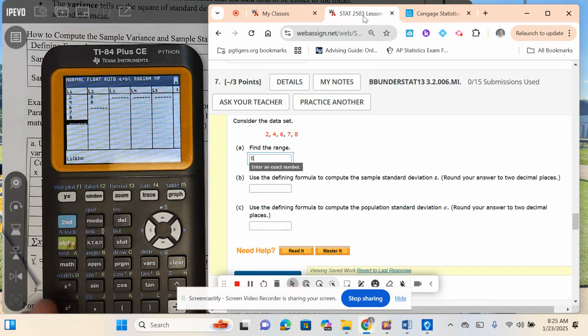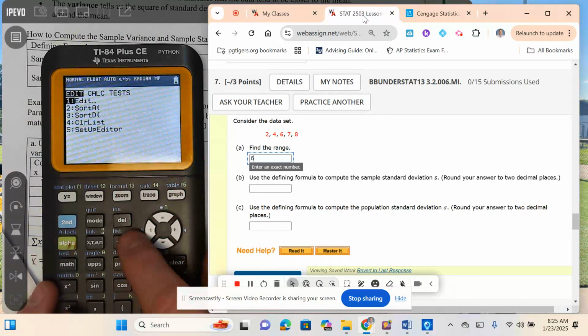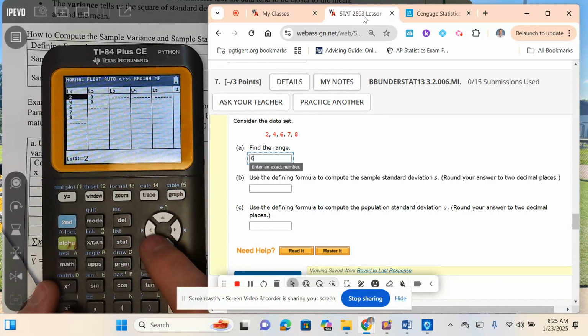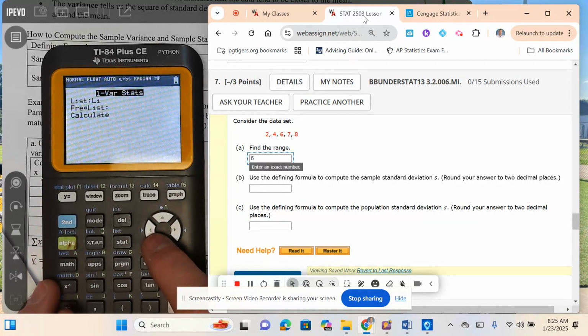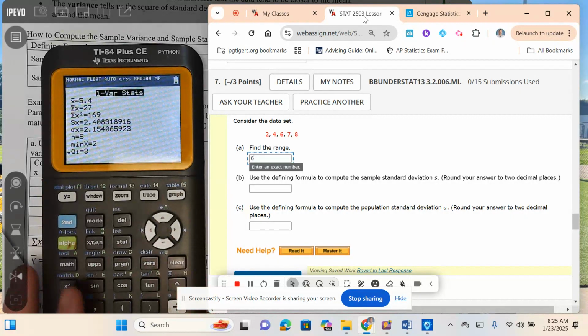Okay, so stat, enter to get to this point. Then I go to stat, calc, 1-var stats. They're wanting the sample standard deviation first, 2 decimal places. The sample standard deviation is Sx, which would be 2.41. And then the population standard deviation is next, that's sigma x, so 2.15.